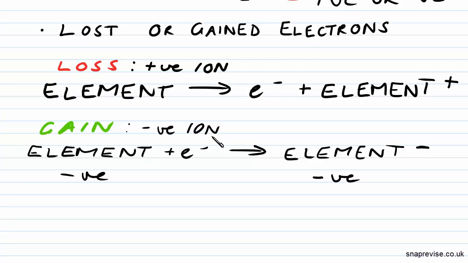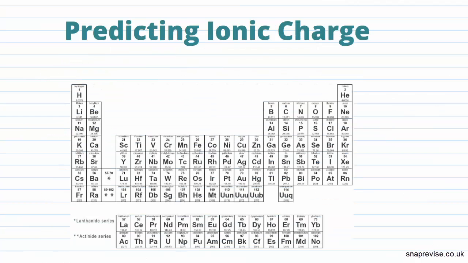Now different elements tend to form different ions, so we can predict the charges that will form. Let's have a look at how. So here we have a periodic table, which you should be very familiar with. And we should see that the periodic table can give us information about the number of electrons in all the elements. Here we can see hydrogen has 1, helium 2, lithium 3, and so on and so forth.